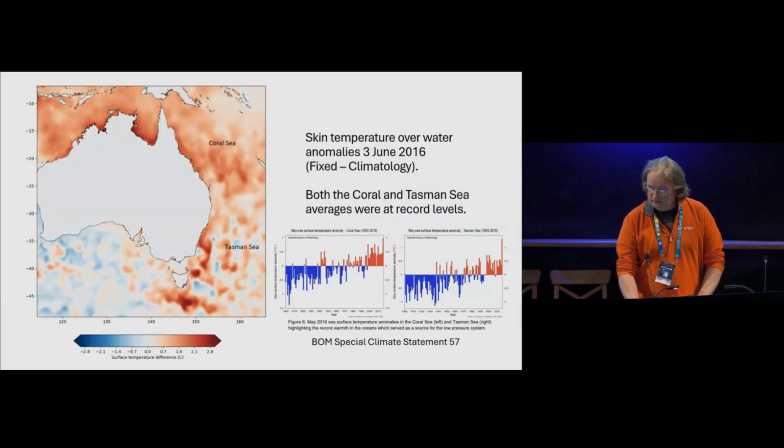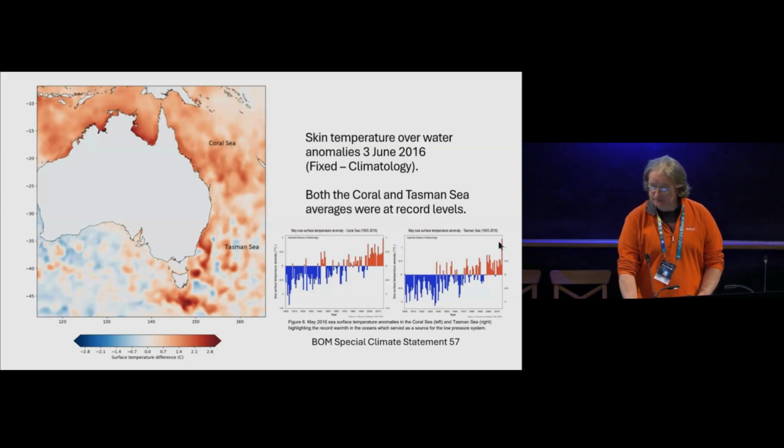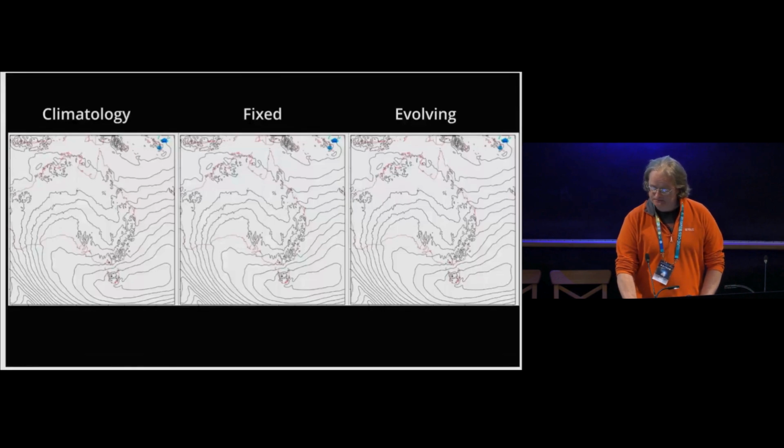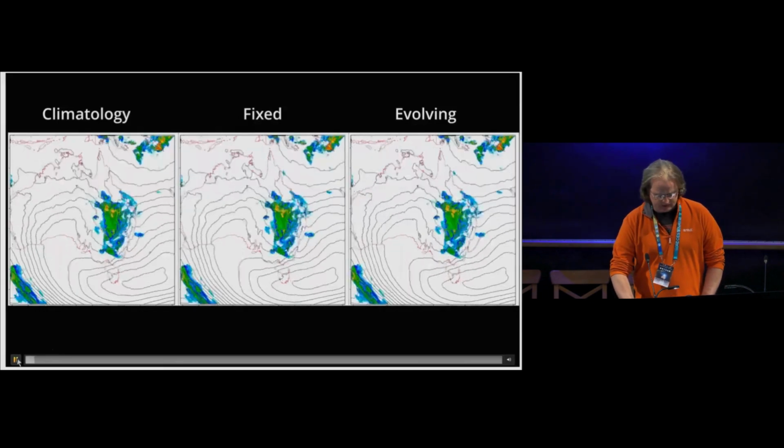And actually this was really exceptional at the time. The Bureau, in their special climate statement, produced this graph, which is the average across the seas, the anomaly average. And for the Coral Sea and the Tasman Sea, you can see it's the final point, which is for May in the lead up to this event. It was the warmest it's ever been recorded up to that point, with the Tasman Sea being maybe something like 3/4 of a degree warmer than had ever been experienced on the average for that time for May. So quite exceptional conditions.